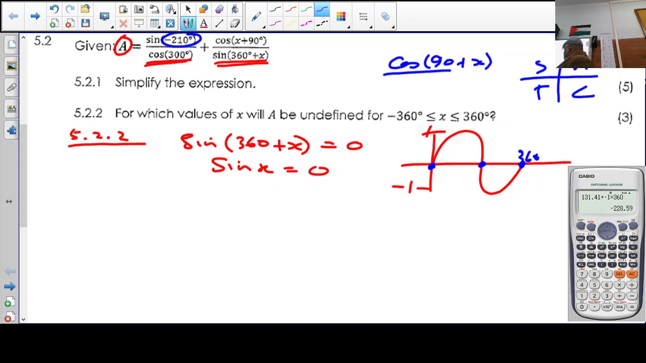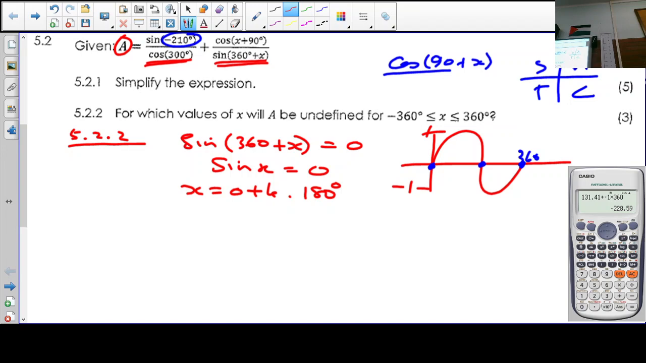Restricted domain. So if I had to write this as a general solution, this would simply have been x is equal to 0 plus k times, this is happening every how many degrees? 180 degrees. Or you could have said, if you don't want to write it like that, x is equal to 0 plus k times 360, or x equal to 180 plus k times 360. It's the same as saying this here. You all agree with that?